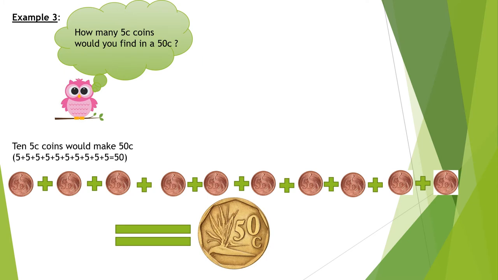Example 3. How many 5 cent coins would you find in 50 cents? 10 5 cent coins would make 50 cents. 5 plus 5 plus 5 plus 5 plus 5 plus 5 plus 5 plus 5 plus 5 plus 5 equals 50 cents. That is, 10 groups of 5 equals 50.